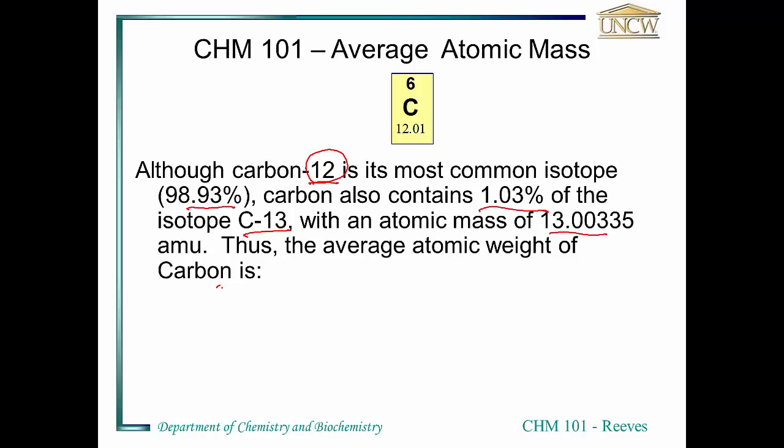So if you wanted to use mathematical symbols, you might say the sum of the atomic mass of isotope i times the abundance of isotope i. And if you add all of those up, this sigma means add them all together, then you will get the average atomic mass.